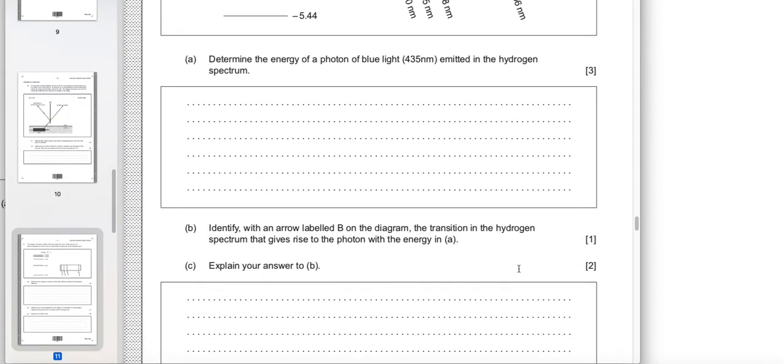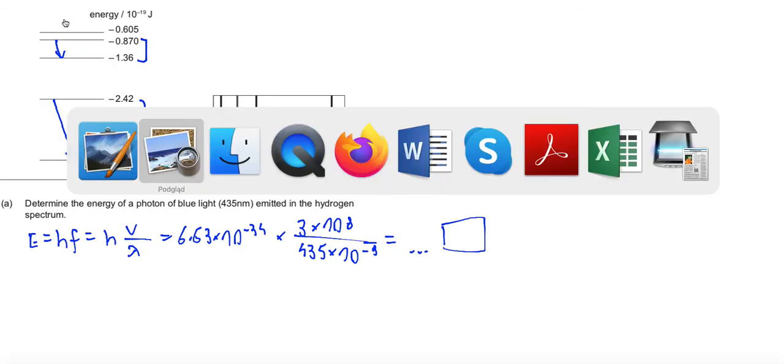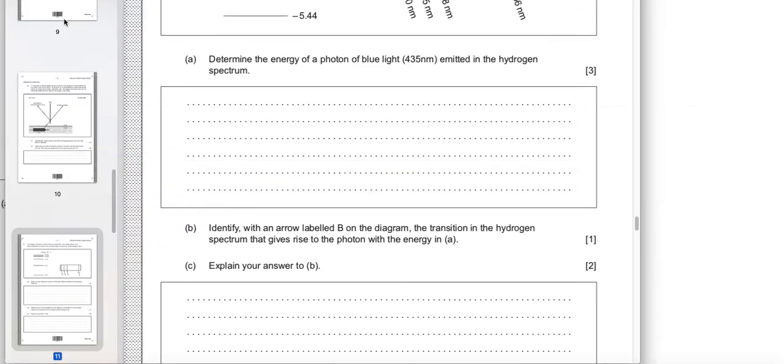And identify which arrow labeled B on the diagram is the transition in the hydrogen spectrum that gives rise to the photon with the energy in A. In this case you have to find this number as a difference between two of these numbers. I don't know what the answer is. If the difference is this, then you have to draw an arrow from this to this, because emission means that the energy level decreases. If this number is the difference between this and this, then you have to draw an arrow between the upper and the lower level, because we have emission of a photon. Explain your answer to B. So this is what I said.